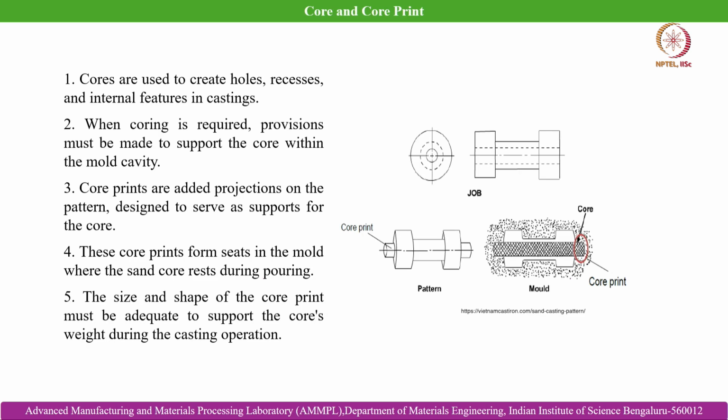Now we will move to the core and core prints. Cores, as we have already discussed, are basically used for getting hollow shapes made within the cast object, and when coring is required, provisions must be made to support the core within the mold cavity. Core prints serve the purpose of supporting the core within the mold cavity, so that it does not get dislodged from its original intended location.